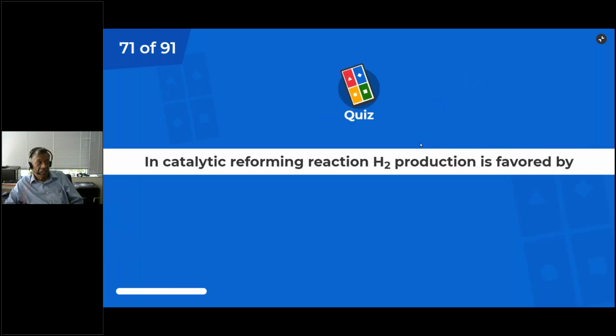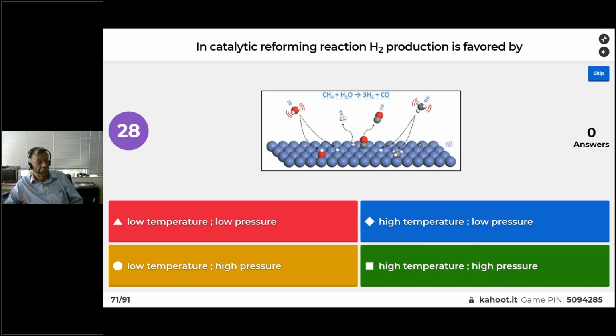All right, we have a quiz time. So let's get back to you. What are the conditions which are favoring hydrogen production? Is it low temperature, low pressure, high temperature, high pressure, or high temperature, low pressure, or low temperature, high pressure?